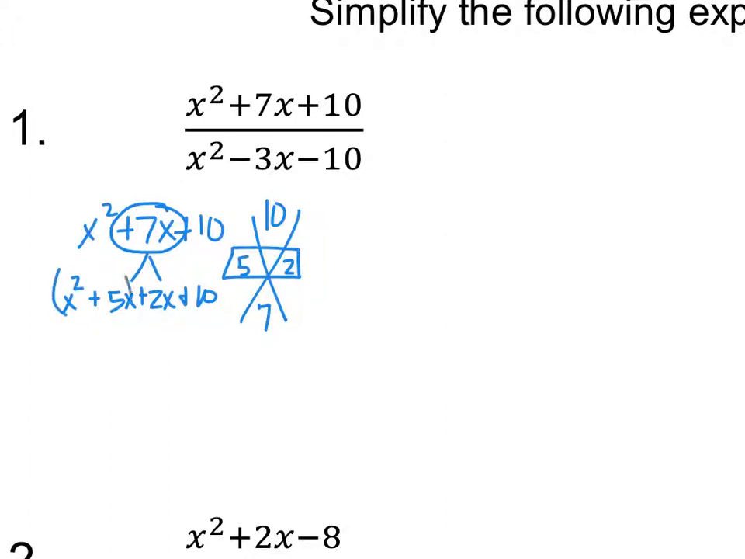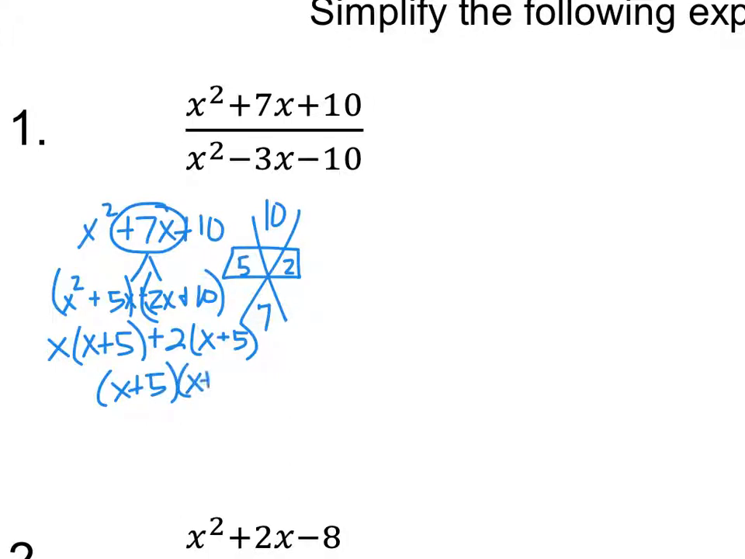Then I'm going to group them. Coming out of the first group is an x, and I'm left with an x plus 5. Out of the second group, I'm going to take out a 2, left with an x plus 5. I have an x plus 5 in common, and an x plus 2 left over. So what I'm going to do now is change the x squared plus 7x plus 10 to x plus 5 and x plus 2.